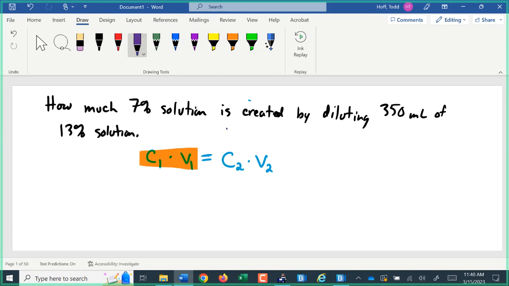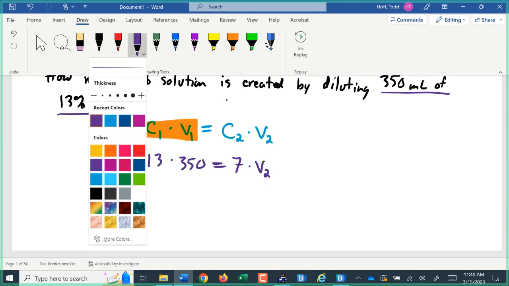So in this case, we have 350 milliliters of 13% solution, so our concentration is 13%. Remember, you can either just leave it as 13 or make it 0.13, times the volume of 350. Over here for the concentration, since we left the first one as 13, we're going to leave this one as 7. Whatever we do to one, we have to do the same to the other, times whatever this final volume is. Now we just have to solve the equation.